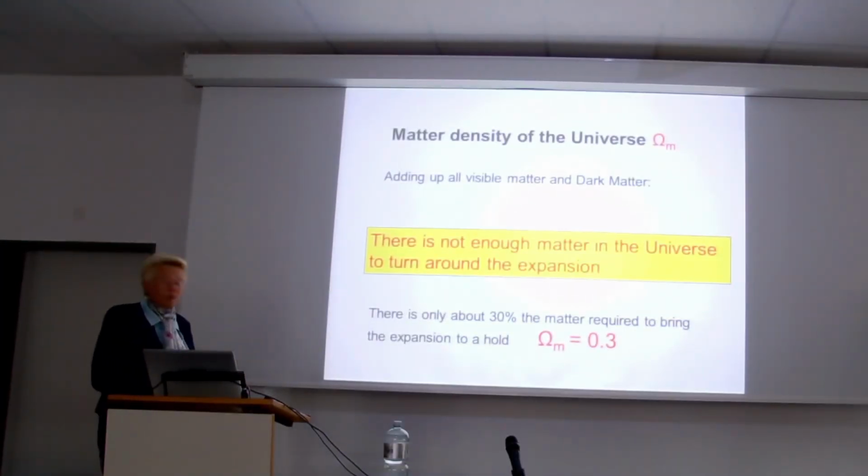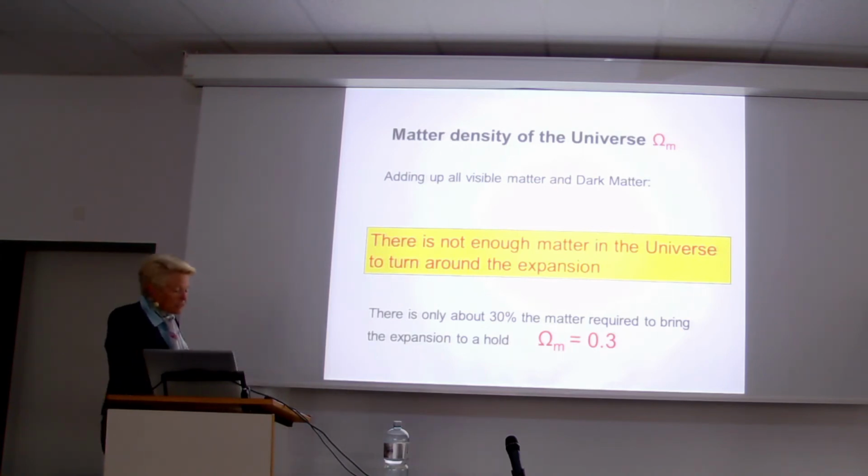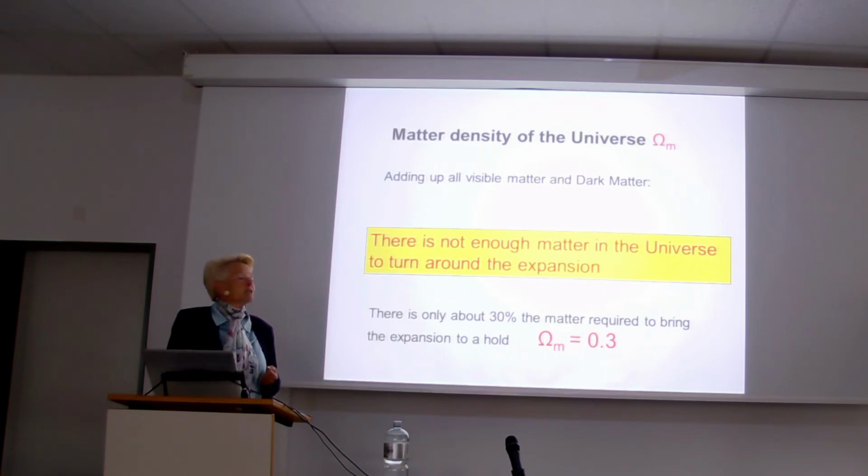Now we count how much of this dark matter we have, and there is such a lot of dark matter there. It is not enough matter in the universe to turn around the expansion. It is not even enough matter there to bring the expansion to a halt, but there is only about 30% of the matter there that would bring the expansion to a halt. And we always call this omega matter is 0.3. This is our nomenclature for this. So with all these searches for dark matter, we haven't found enough matter to bring the expansion to a halt. This is already an interesting result.